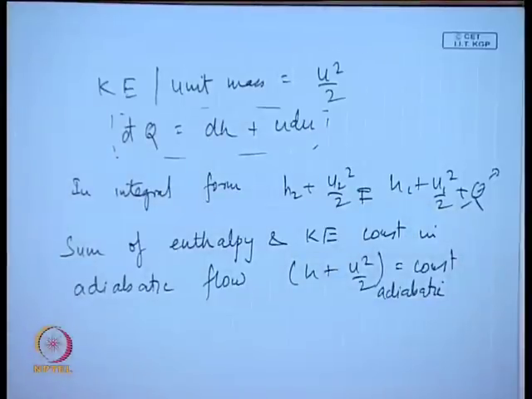You can also get it from the second law of thermodynamics, by knowing that TdS equals dH minus VdP. By applying that also, you can get it. So, we find that for adiabatic conditions, even if there is friction, even if there are irreversible effects, the sum of enthalpy and the kinetic energy of a fluid is constant. Agreed? So, at any particular point in a pipe, h plus u square by 2 equals constant.